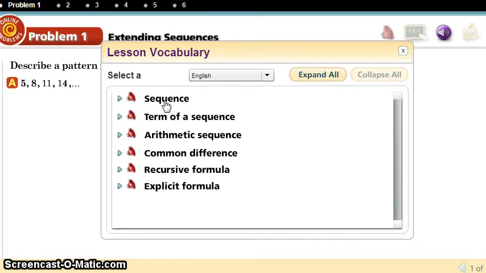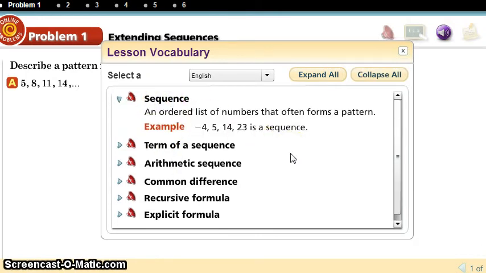First one is sequence. A sequence is an ordered list of numbers that often forms a pattern. So there's an example there of -4, 5, 14, 23. That's considered a sequence, and if it forms a pattern, you could find that pattern. So, sequence.